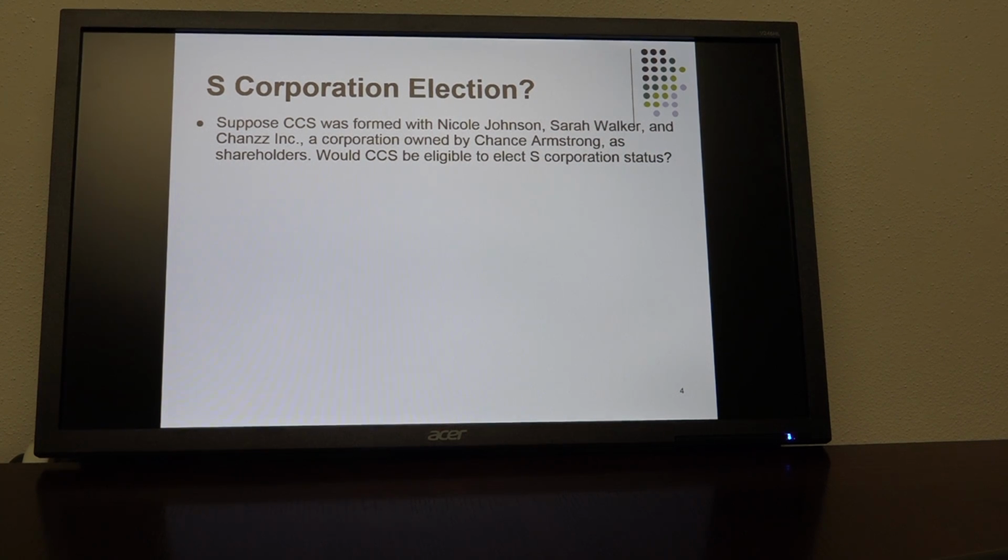And I guess in reading these requirements, this Chan's Inc. could be an S Corp. So it's really the fact that you can't have any corporate shareholders. It doesn't matter whether that corporate shareholder is a C or an S corporation. So I stand corrected. So anyway, bottom line is CCS cannot elect S Corp status.